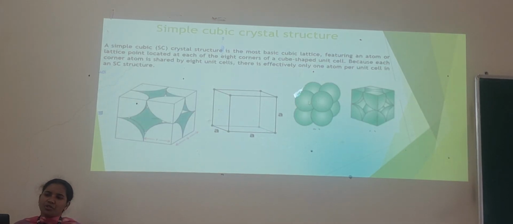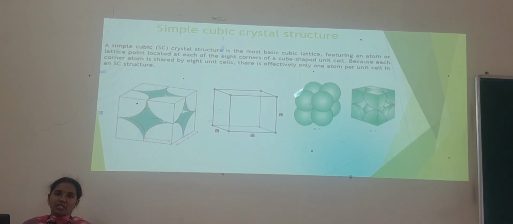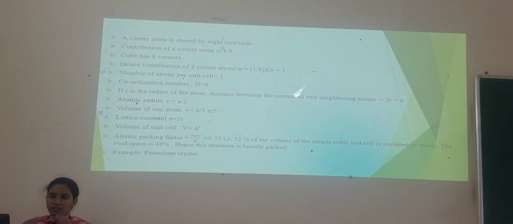So we should now study the simple cubic crystal structure. A simple cubic crystal structure is the most basic cubic lattice, featuring an atom or lattice point located at each of the 8 corners of a cube shaped unit cell. Because each corner atom is shared by 8 unit cells, there is effectively only 1 atom per unit cell in the simple cubic structure. Below is the simple cubic structure, and we can see its properties.